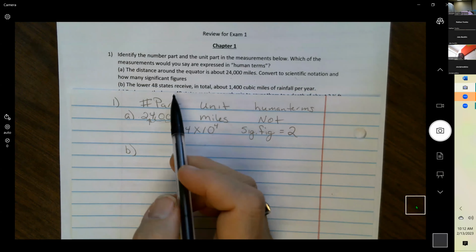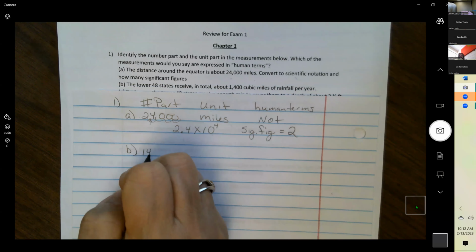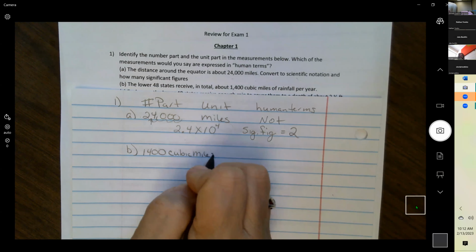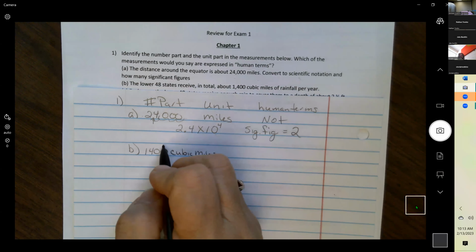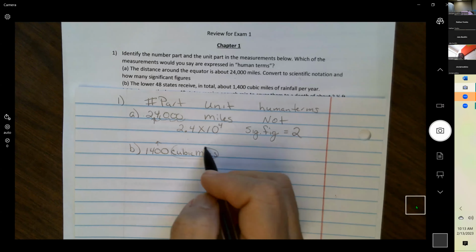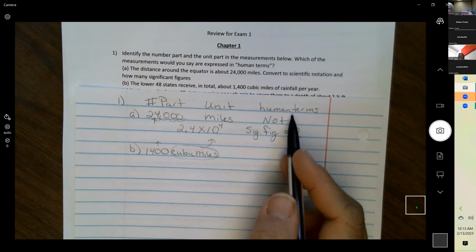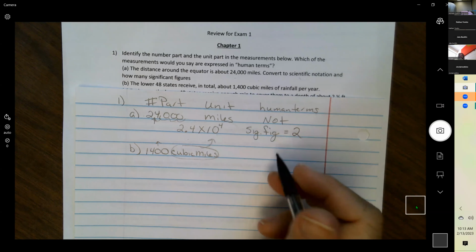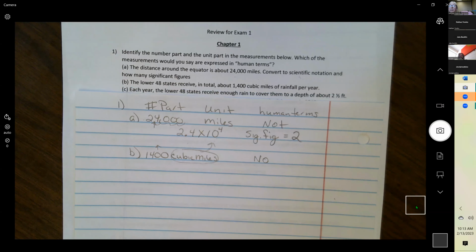The lower 48 states receive a total of 1,400 cubic miles of rainfall per year. So 1,400 is the number part. This is the unit part. Is it in human terms? Nope. Any questions?